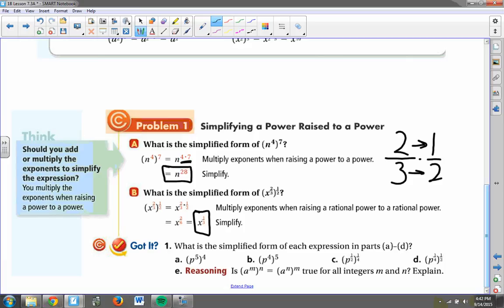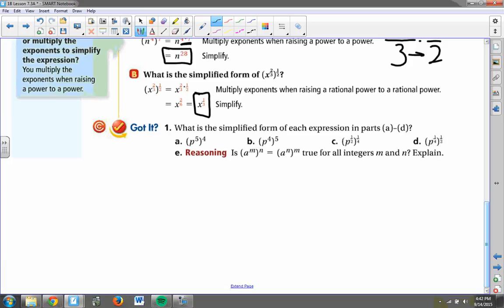Take a look for me, please, at the got it questions number 1. You'll notice something interesting happens in A and B, and then again in C and D. All right, so take a look at these, practice your rule a little bit, and then see if you can figure out if what you notice is always going to be true. Okay? So take a look at those problems, please. May take you a little bit of time, especially this reasoning part.